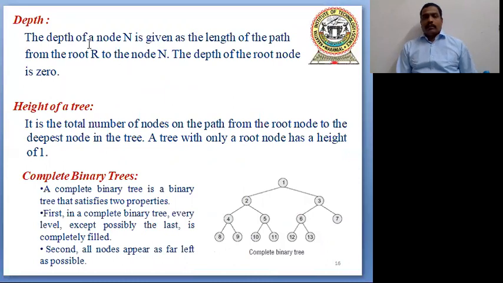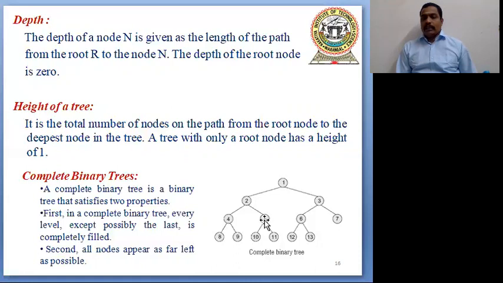So now we will discuss depth and height of the tree. What is the depth of the tree? The depth of a node n is given as the length of the path from the root to the node n. The depth of the root node is 0. Root node is there, there is no path. But in case 2 is there, the depth of 2 is 1, because root to this node, that is the depth.